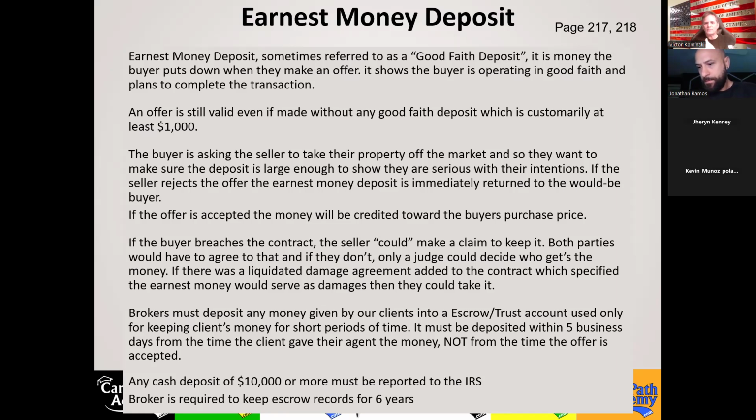I want them to have some skin in the game and have some money there. Otherwise, for all I know, they're putting offers in on 10 different properties and seeing which one gets accepted, and then they'll accept their favorite one. So they're not really operating in good faith. They're not intending to go through with the offers on all those properties. So putting an offer in on all those properties is not exactly operating in good faith.